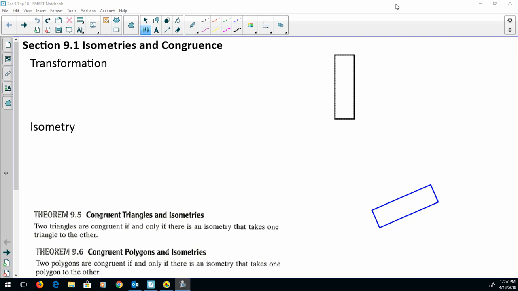Let's take a look at section 9.1, isometries and congruence. This is from chapter 9, which is on transformational geometry. We skipped a few things, which doesn't mean they're not important. It just means I expect you already know how to do things with coordinate geometry, slopes and distances and midpoints and things like that with x and y coordinates.